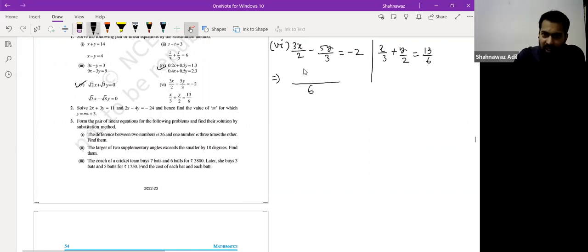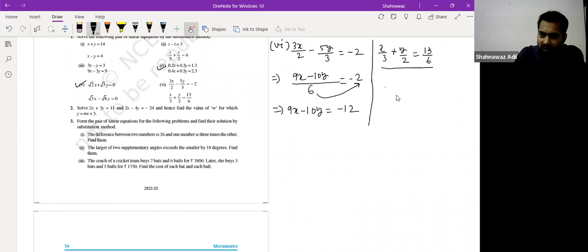So 6 divided by 2 is 3. So 3 threes are 9x. And 3 twos are 6, 2 fives are 10. And this is minus, and this goes here. Right, Adil? Any confusion? No. Okay. So 9x minus 10y is minus 12. Right.